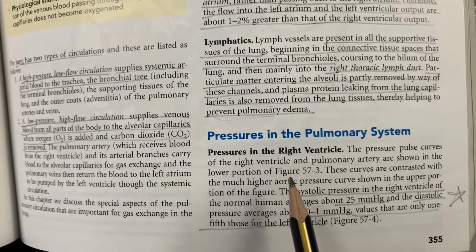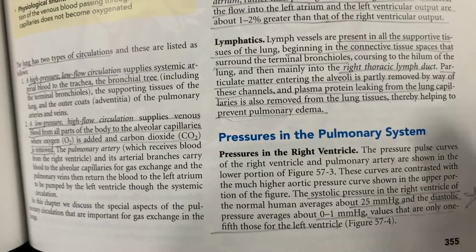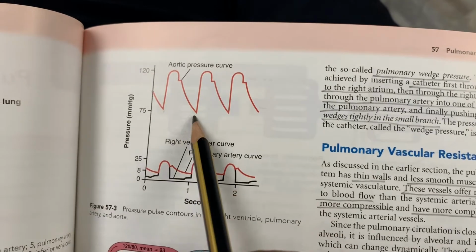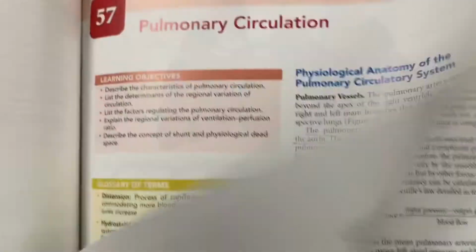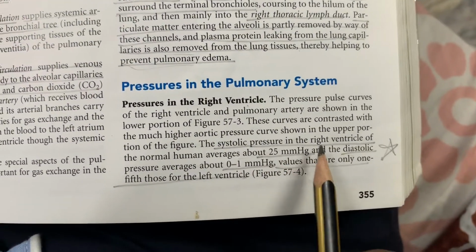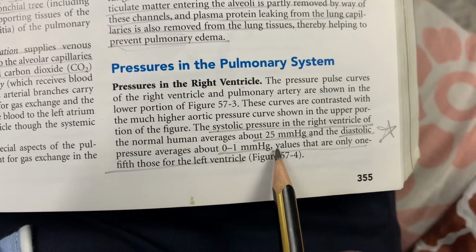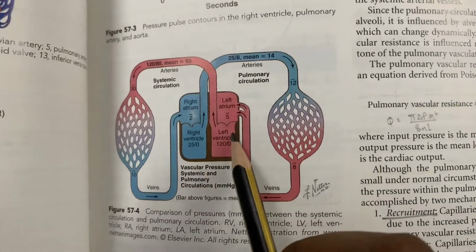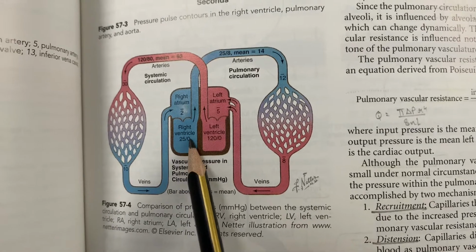Coming to the pressures in the pulmonary system, when we talk about the pressures in the right ventricle, see the pressure pulse curves you can see here. Coming to the aortic pressure curve, it's shaped like an A. And then you have a similar curve here. The systolic pressure in the right ventricle of the normal human averages about 25 mm Hg, and the diastolic pressure averages about 0 to 1 mm of Hg. And these values for the right ventricle are 1/5 of that of the left ventricle. So as you can see here, for the left ventricle the values are 120 by 0. The right ventricle's are about 1/5 of it, that is 25 by 0.